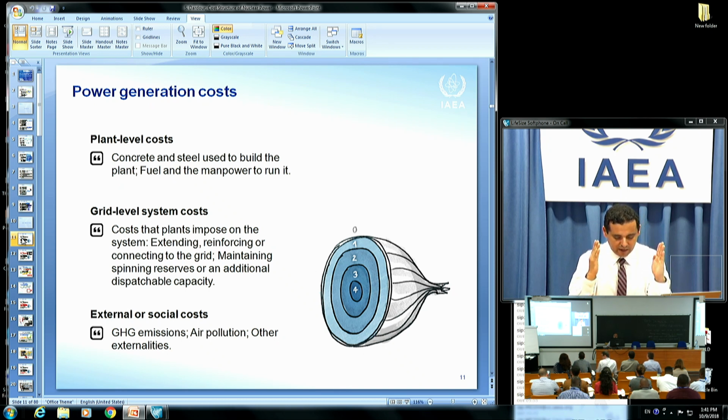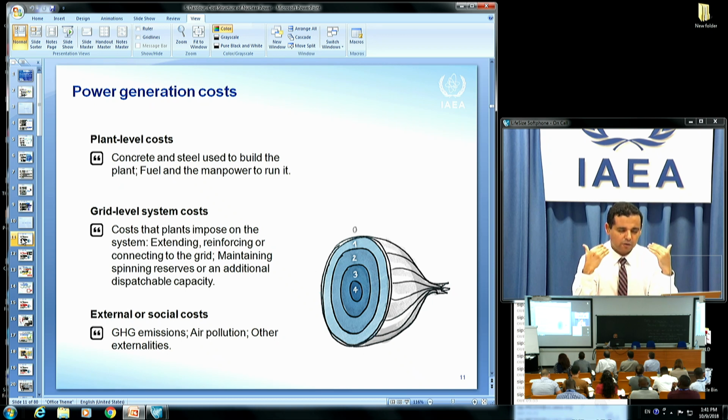So in this slide, I'm distinguishing three types of costs. We have plant level costs. These are basically the concrete and steel used to build the plant and the fuel and manpower to run it. We have grid level system costs, which are costs incurred at the level of the grid, the electricity distribution grid. And the third level is the external or social costs.